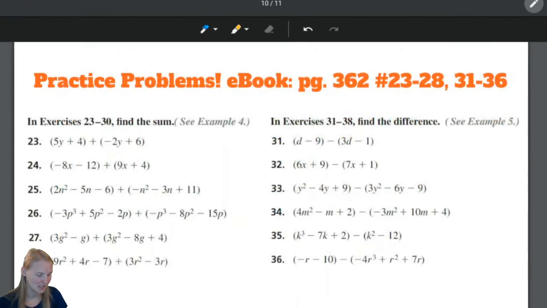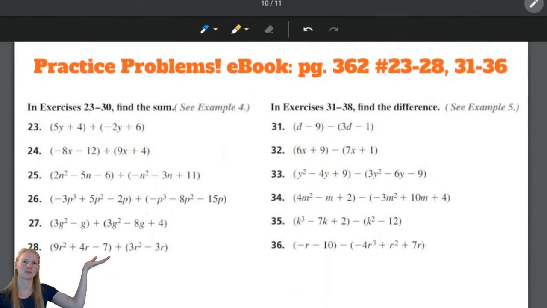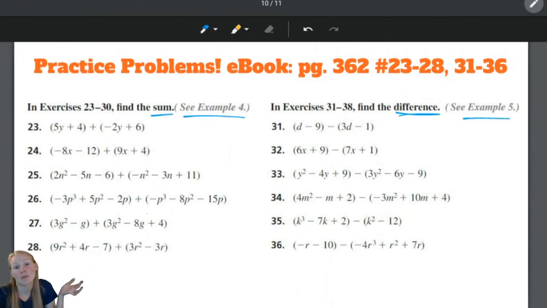All right. Here are some practice problems if you would like to practice what you have learned in these videos. These problems are like example 4, all about adding polynomials. These examples are about subtracting polynomials like we did in example 5. They might be different from the homework your teacher assigns you, so make sure that you're still doing the homework.